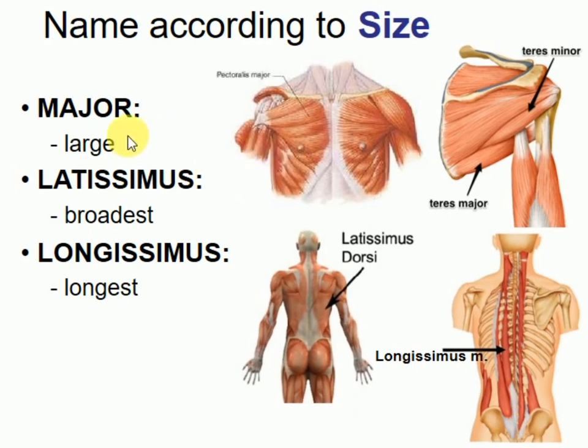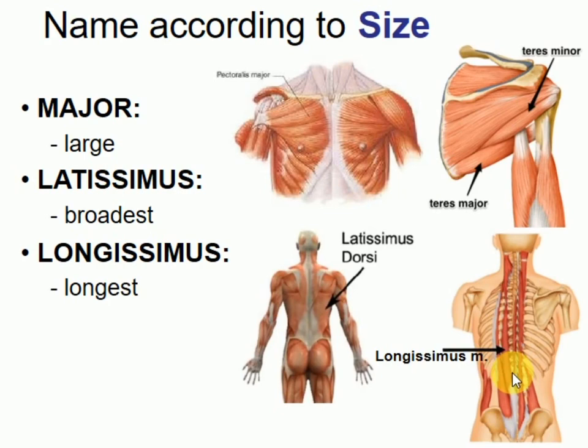And then for example, in terms of major, we have our example is pectoralis major. Position of the muscle is pectoral at the thorax, and because it is large, that's why it's called pectoralis major. Another example tumeshaona kwenye teres, tuna major na minor, it is because of size. Na pia tuna longest, mfano ni longissimus muscle, ambazo hizi hapa ziko kwenye back.